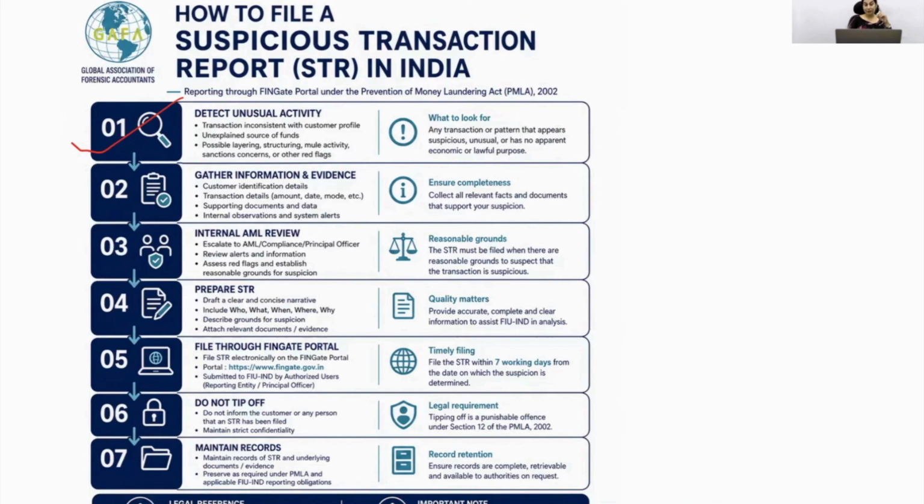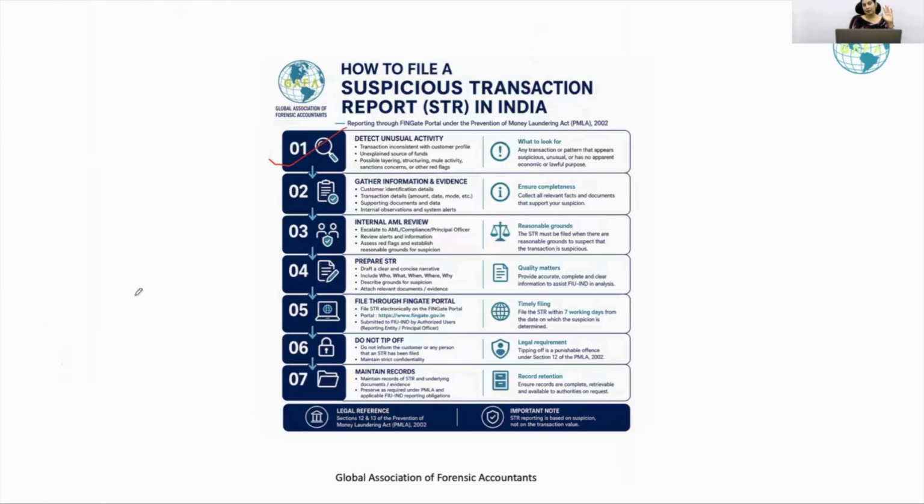So step number 1 was to detect unusual activity. Step number 2, to gather the information. Step number 3, to do the internal AML review. As I just mentioned, we investigate internally to see if it is genuine or not. If step number 3 says that the customer is doing these transactions without any justification or something doesn't feel good, it seems unusual, then we proceed with step number 4, which is to prepare the STR.